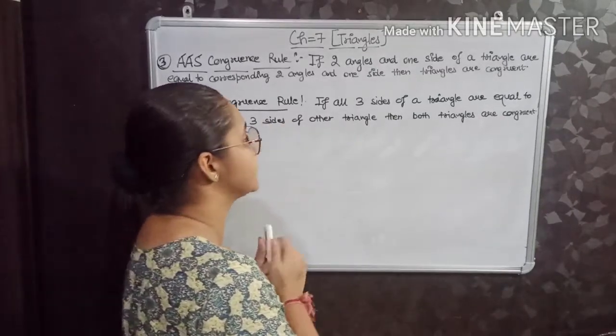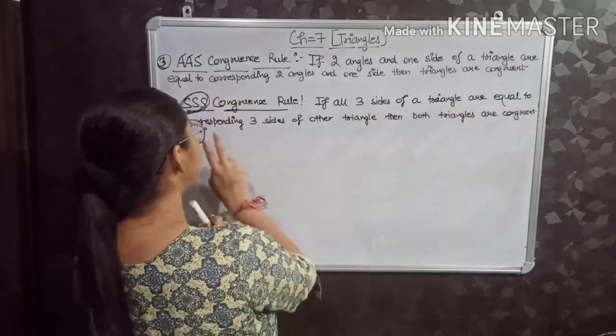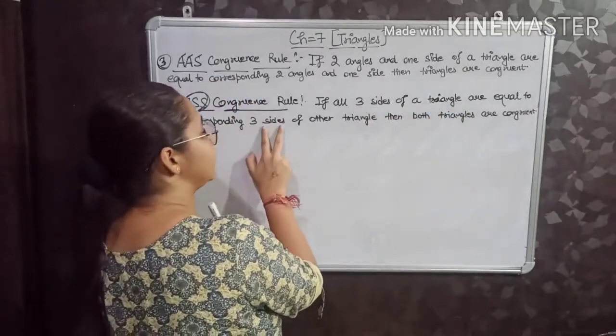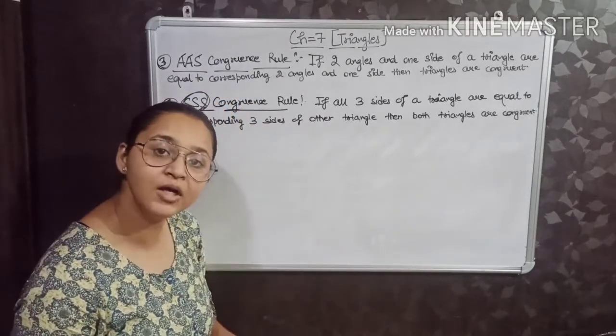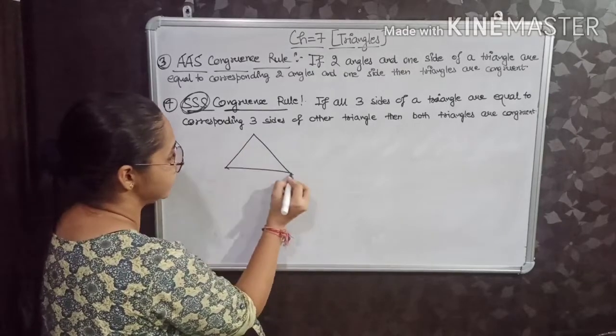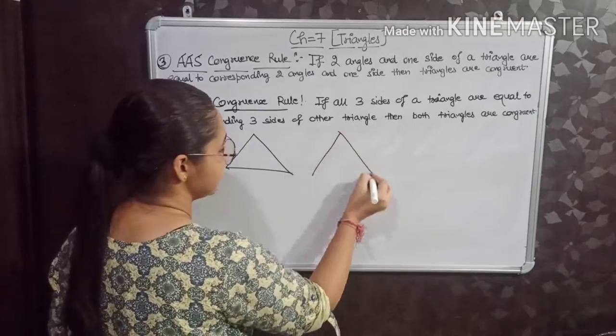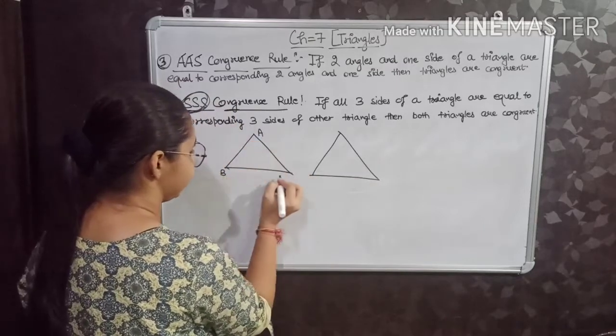So the statement is, if all three sides of a triangle are equal to the corresponding three sides of another triangle, then both triangles are congruent. This is a very simple statement, or a very simple rule.